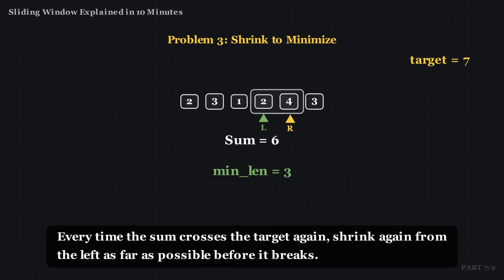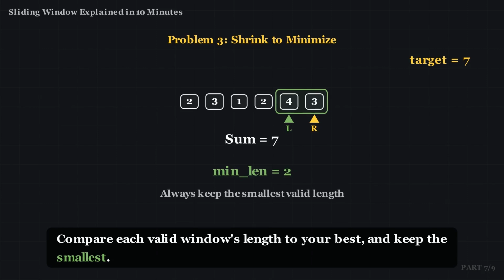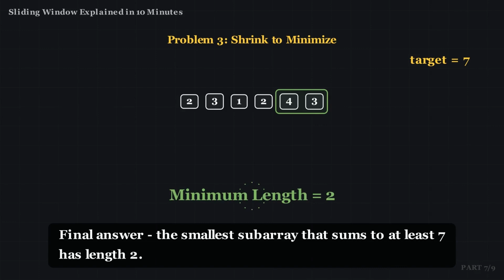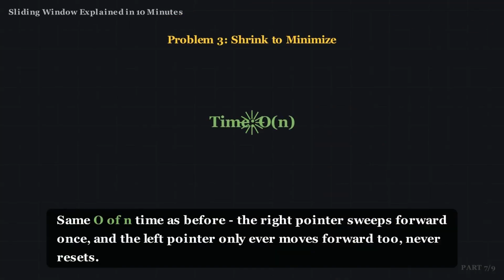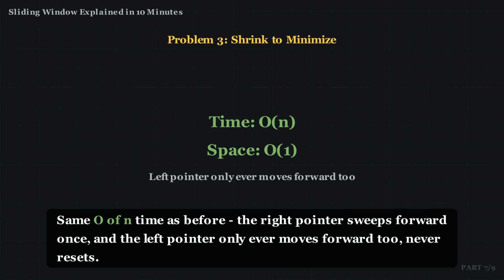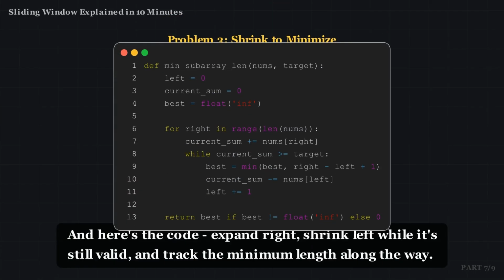Every time the sum crosses the target again, shrink again from the left as far as possible before it breaks. Compare each valid window's length to your best, and keep the smallest. Final answer, the smallest subarray that sums to at least 7 has length 2. Same O(n) time as before, the right pointer sweeps forward once, and the left pointer only ever moves forward, never resets. And here's the code: expand right, shrink left while it's still valid, and track the minimum length along the way.